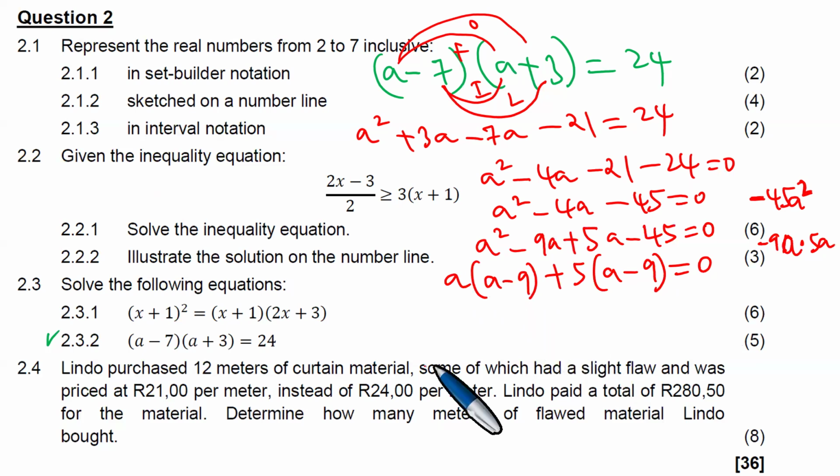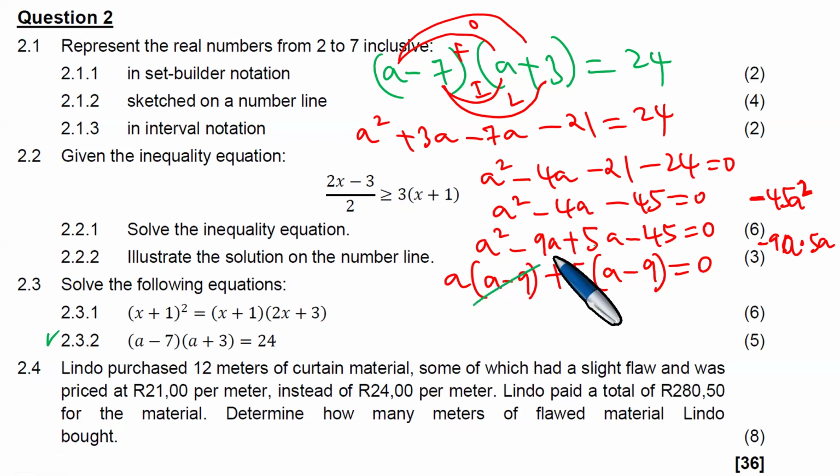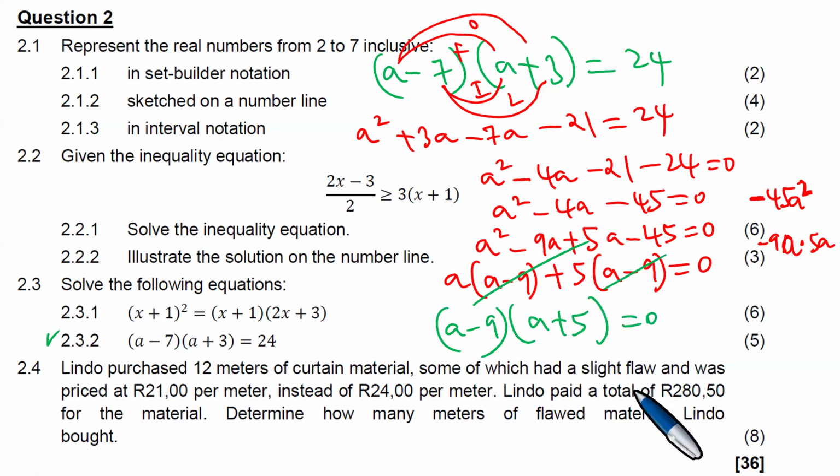And now you take the common factor. What's the common factor? We have a minus 9, and we have a plus 5, equals 0. Which means therefore that a is 9 or a is minus 5. You see that? This gives us the answers to the question.